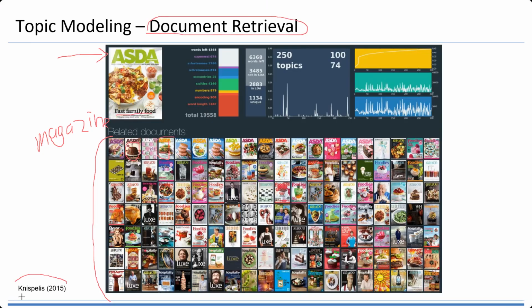There was a research work from this guy in 2015, and they created about 250 topics from the magazines. And we can see from those topics what the frequency is on particular topics.